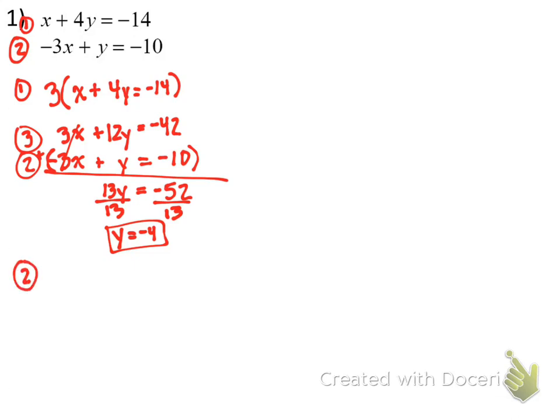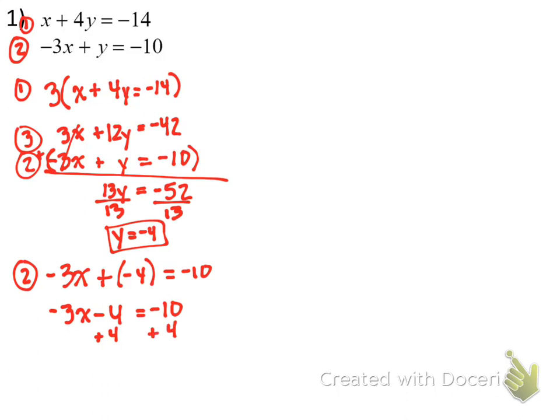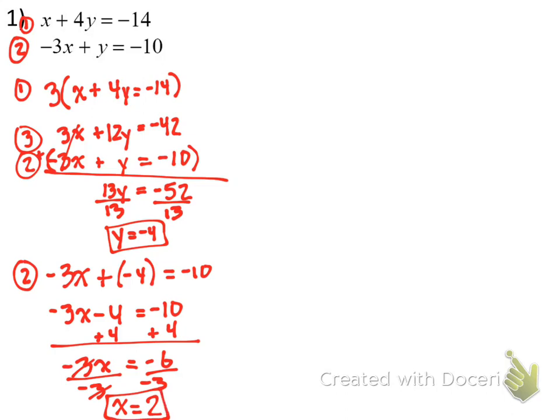I'm rewriting it. We got negative 3x plus y, and our y in this case is negative 4, so it's a plus negative 4, which is equal to negative 10. And we simplify, negative 3x minus 4 is equal to negative 10. And we add 4 to both sides. When we do that, we got negative 3x is equal to negative 6. Divide both sides by negative 3. And we got x is equal to 2. X is equal to 2.